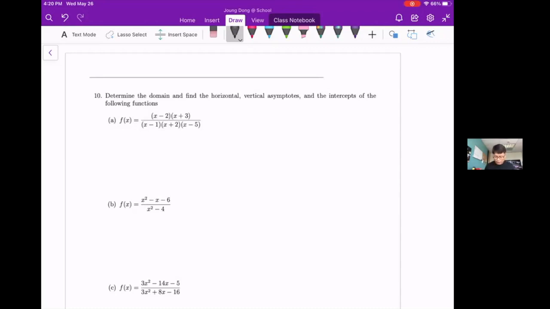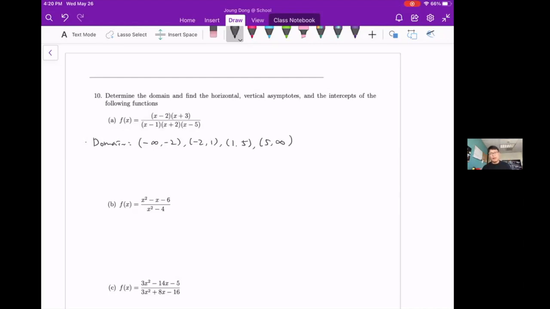So first of all, the domain of part A: the domain is all real numbers except 1, -2, and 5. As I showed you in the previous problem, we can use a number line to find the answer. In interval notation, it is negative infinity to -2, -2 to 1, 1 to 5, and 5 to infinity.